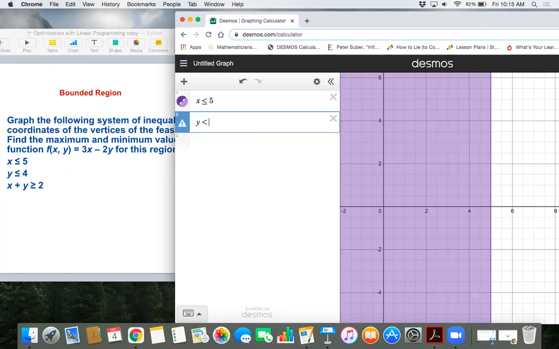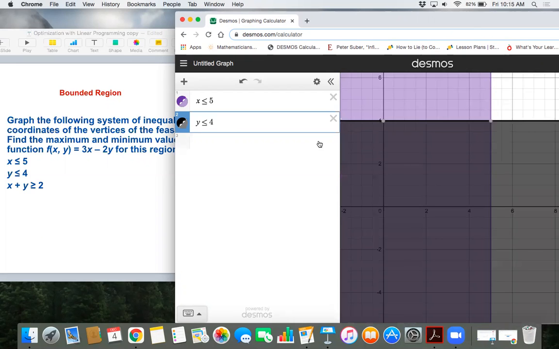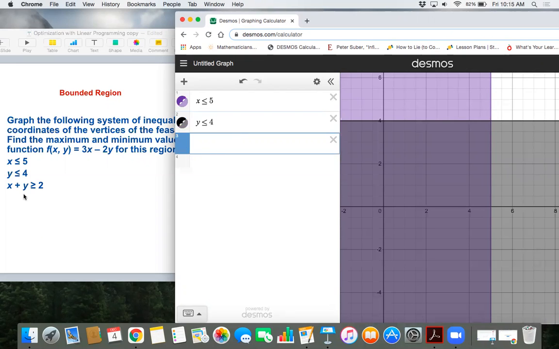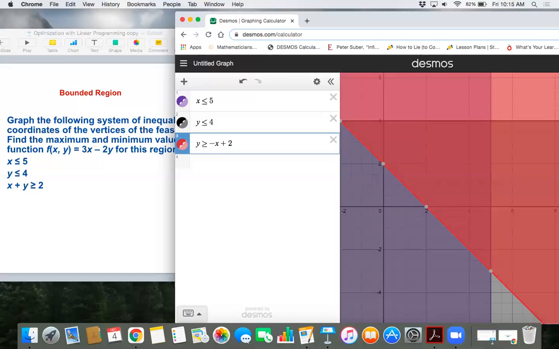Next, y is less than or equal to 4. Okay, that's a horizontal line, and we're shading beneath it. And the final problem, now notice, it's not written in slope-intercept form. Desmos will graph this no matter what you give them, but I would like for you to put it in slope-intercept form because you're going to be doing this by hand. So it's going to be, when I solve it, y is greater than or equal to negative x plus 2. Okay, so it's going to look like this.